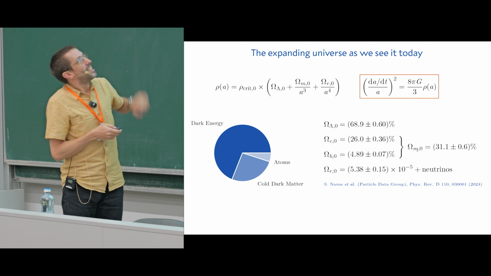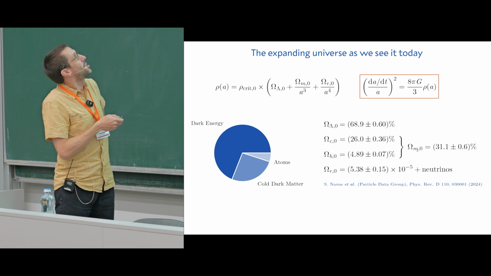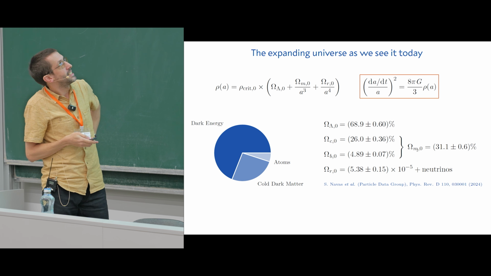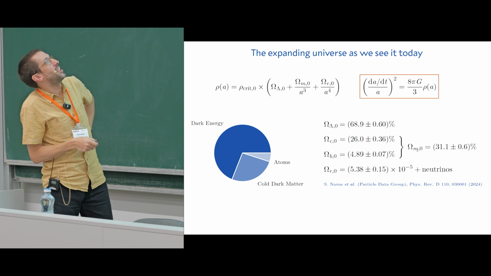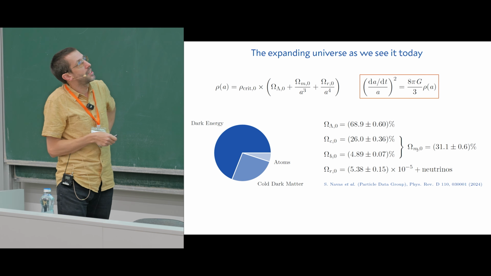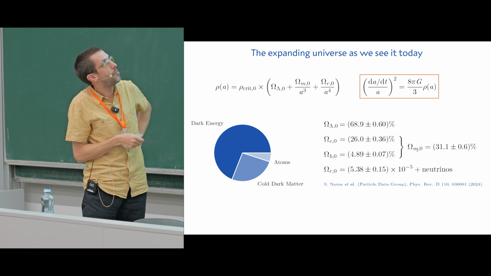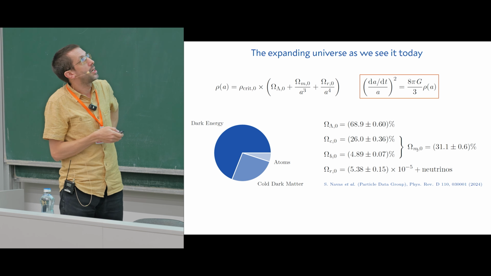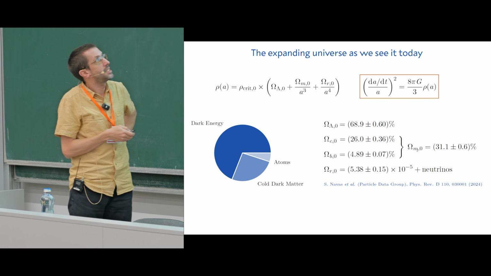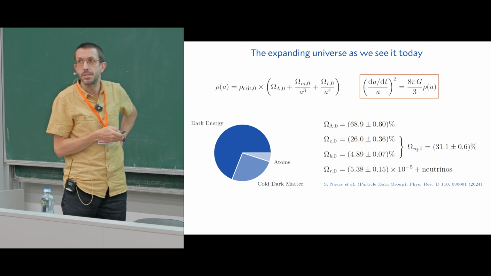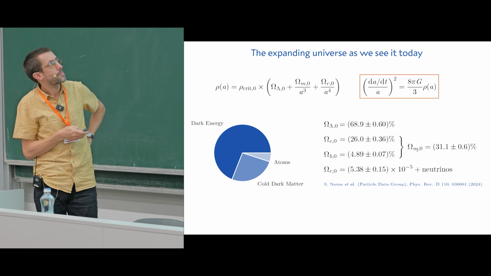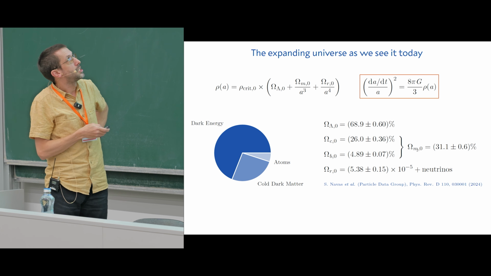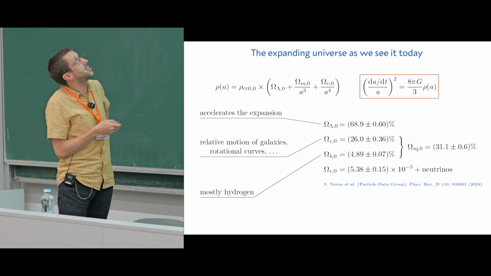Okay, so this is the picture of the energy composition. So the mysterious dark energy is today almost 70%, which we completely don't understand. Then there is roughly 26% of cold dark matter. I will tell you more in a while. And then we have 4% or 5% of atoms, mostly hydrogen, and a bit of helium and lithium and heavier elements. So why cold dark matter?